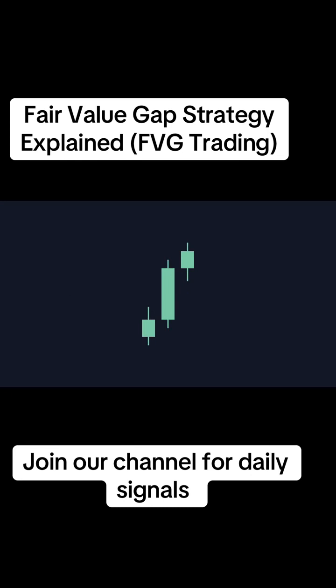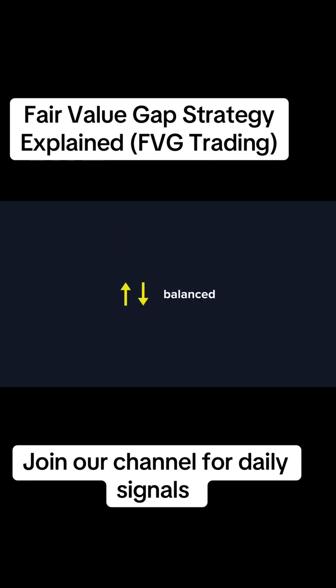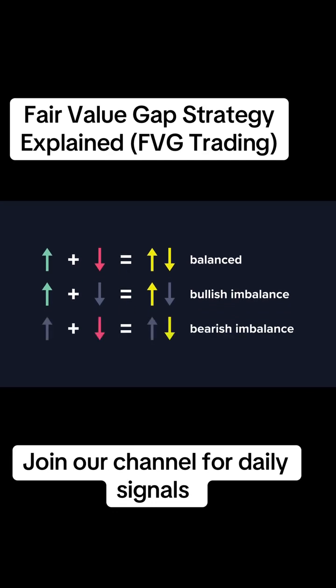Here we have a series of 3 bullish candles, and within their formation lies a bullish fair value gap. The gap forms when there is a space left between the first candle's top wick and the third candle's bottom wick, which is also known as a bullish imbalance. To give a simple explanation behind why imbalances are important, the chart likes balanced price action, and to achieve this, it needs to see both buyers and sellers taking part in the moves. So when we have a move that involves only buyers taking part, this creates a bullish imbalance. And the same happens when only sellers are taking part. It creates a bearish imbalance.